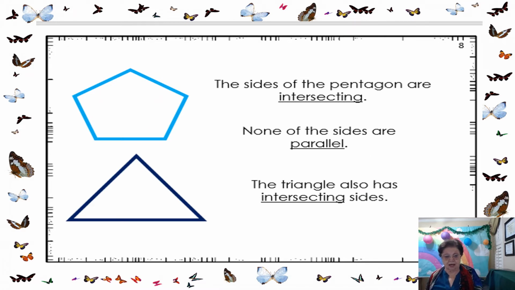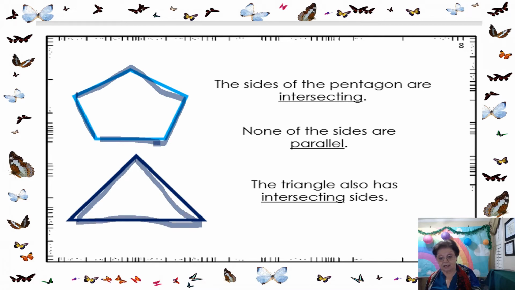The lines on this pentagon are intersecting. They aren't at a right angle, and so none of the lines here are parallel. I do not see any parallel lines. I don't see any perpendicular ones either, because perpendicular has to have a right angle.